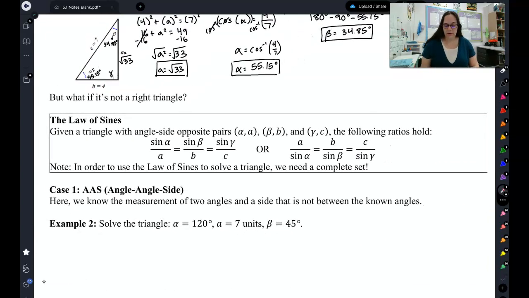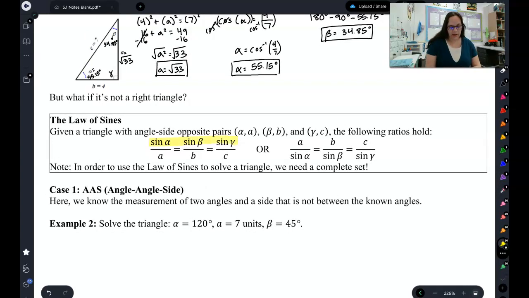This right here is the law of sines. Probably want to highlight it. We have two different versions. I usually use this one with the sine on top. We've got sine of alpha over A equals sine of beta over B equals sine of gamma over C.